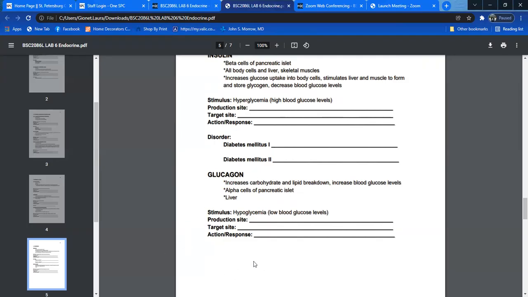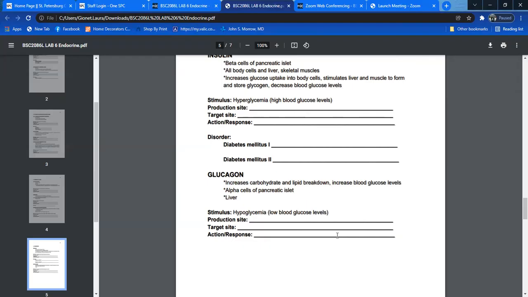All right, glucagon. The stimulus is hypoglycemia, or low blood glucose levels. The production side is the alpha cells of the pancreatic islets, or the islets of Langerhans, or just the alpha cells. The target is the liver, primarily. And the action response is to increase the carbohydrate and lipid breakdown and increase blood glucose levels. All right, so what does that mean?